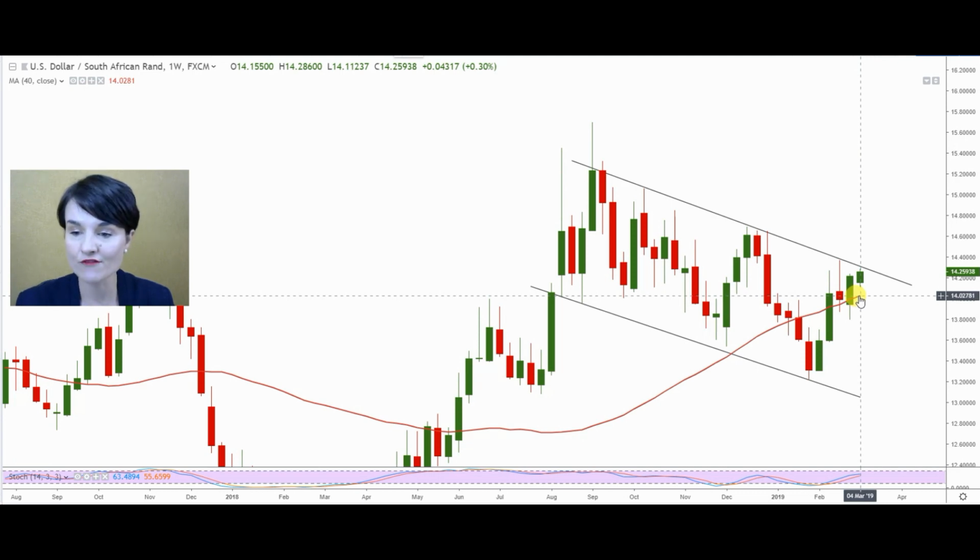As long as the rand remains above 1402, we can assume that the weakening trend will continue to higher levels. But as soon as it starts to consolidate below 1402 again, we might see more strength.